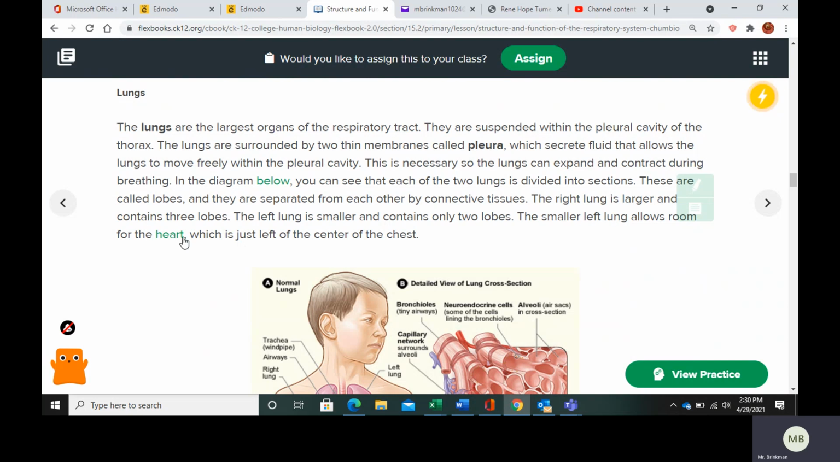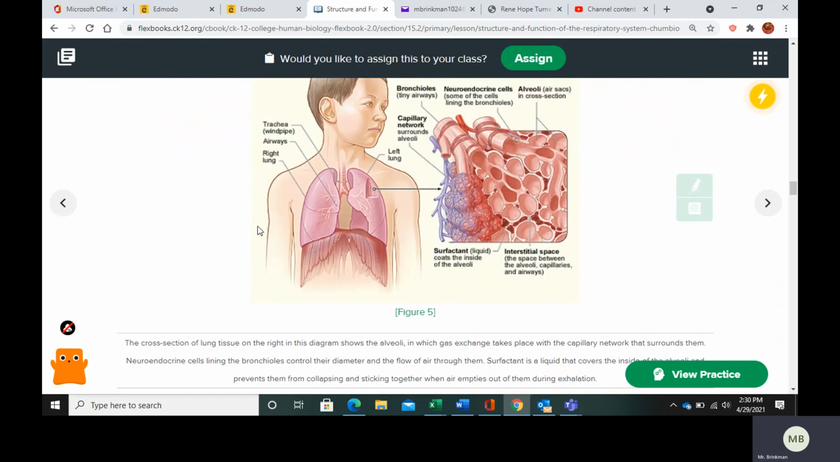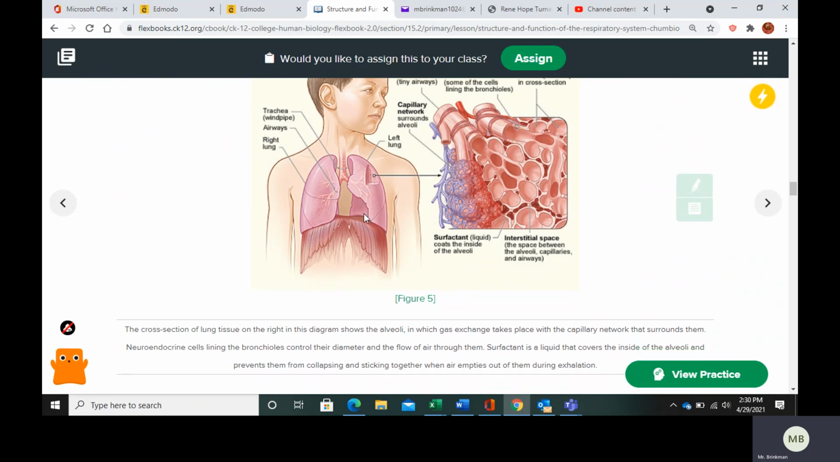I'll let you read about the size of the lungs on your own, but the right is a little bigger because on your left side you have the heart.